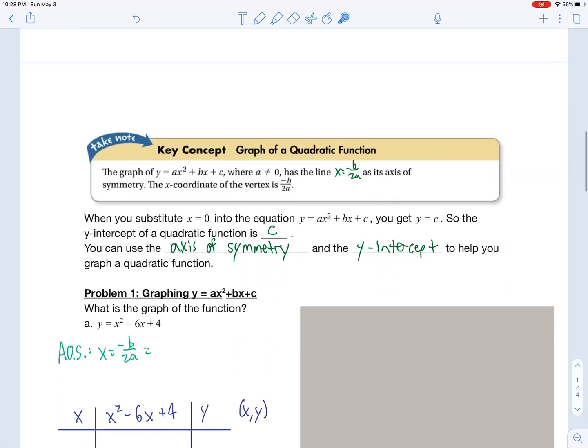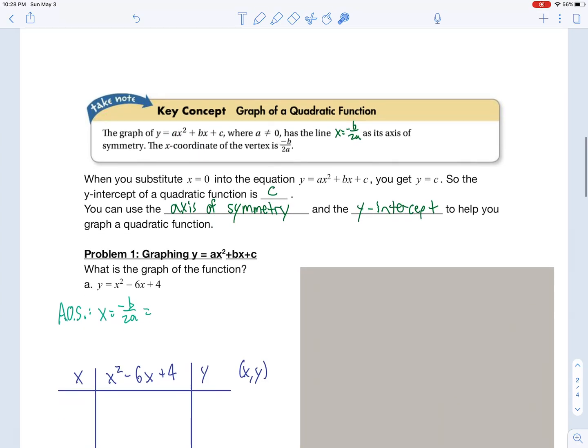So that line comes from b and a from your function, the first two terms. The third term is still important: the y-intercept, c, like it was in your y equals mx plus b equations. That number at the very end still tells you where your y-intercept is. So the first two numbers tell us where to put our symmetry, the last number still tells us where the intercept is, and if I use both the axis of symmetry and that y-intercept, that's going to help graph it.